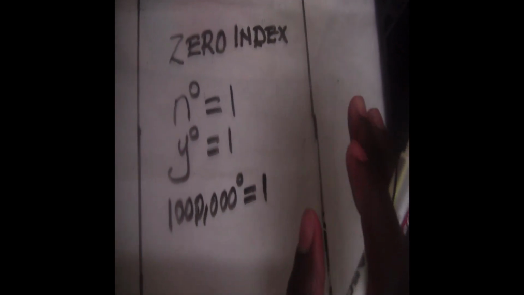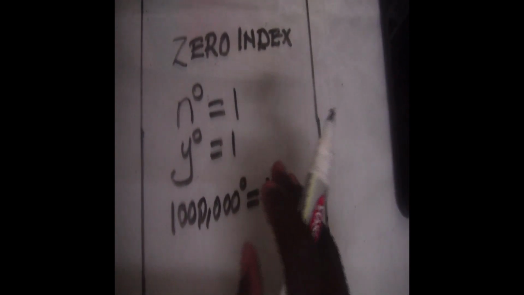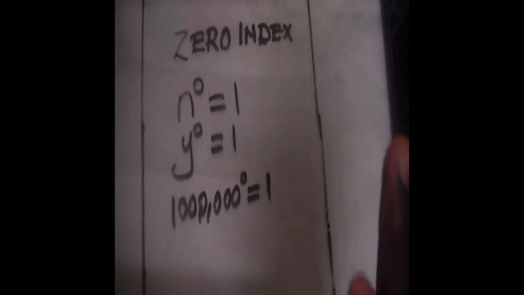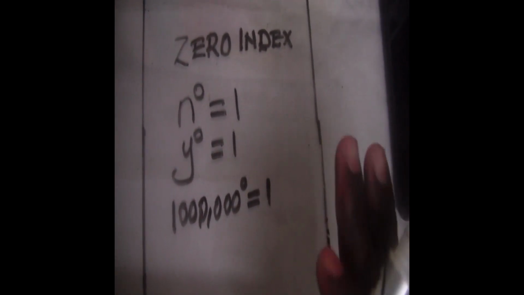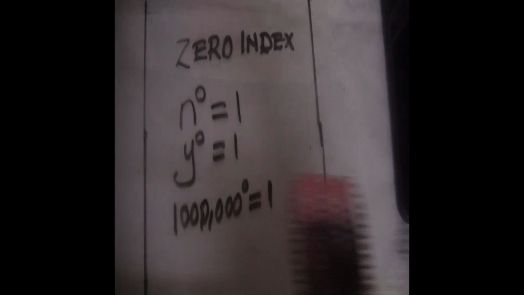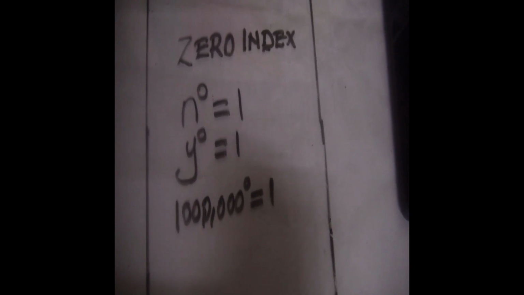So for the zero index, any number raised to power 0 is 1. Never forget that when you're doing your calculation of index. Any number raised to power 0, your answer is supposed to be 1.